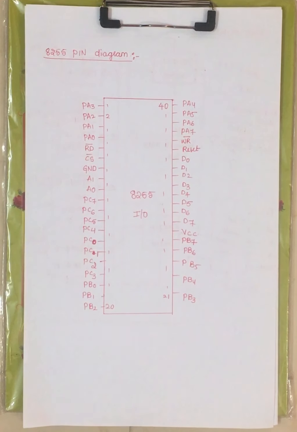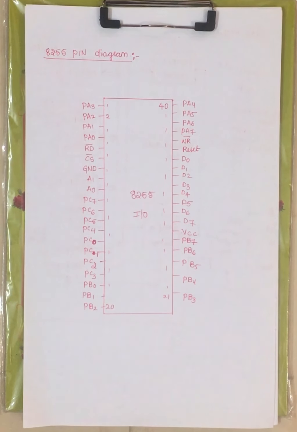Now the same pins are available under the 8255 pin diagram also, right? Now let us see one by one. After this pin diagram we will see about the control word register. Coming to the pin diagram, there is no difference between the architecture and pin diagram. Whatever is present under the architecture, the same pins are available under the pin diagram, right?